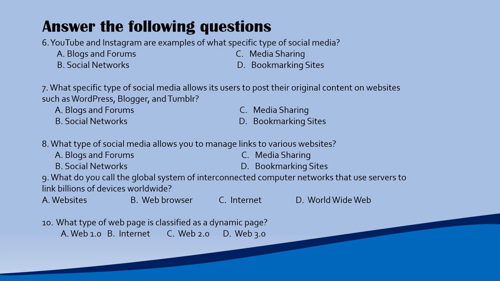Number seven. What specific type of social media allows its users to post their original content on websites such as WordPress, Blogger, and Tumblr? Letter A, blogs and forums. Letter B, social networks. Letter C, media sharing. And letter D, bookmarking sites. Number eight. What type of social media allows you to manage links to various websites? Letter A, blogs and forums. Letter B, social networks. Letter C, media sharing. And letter D, bookmarking sites.